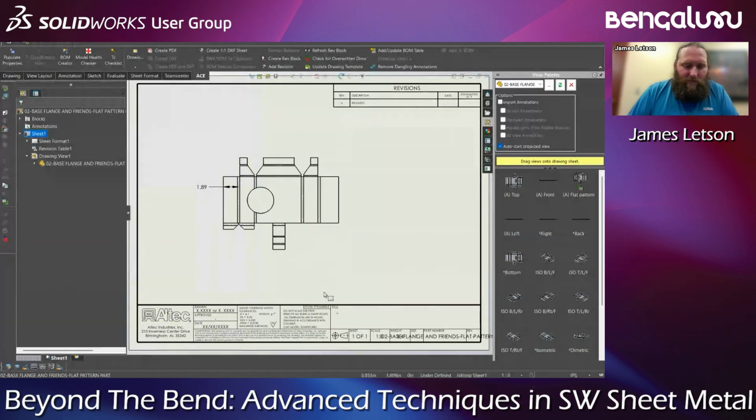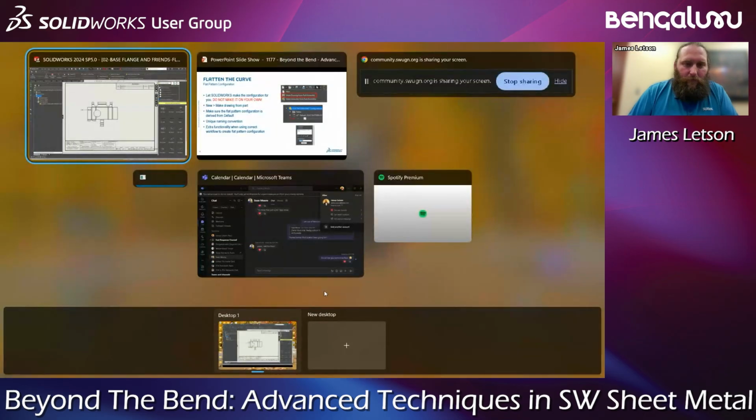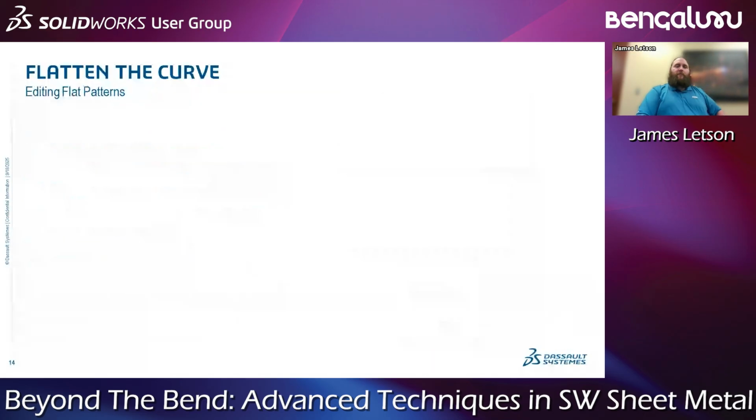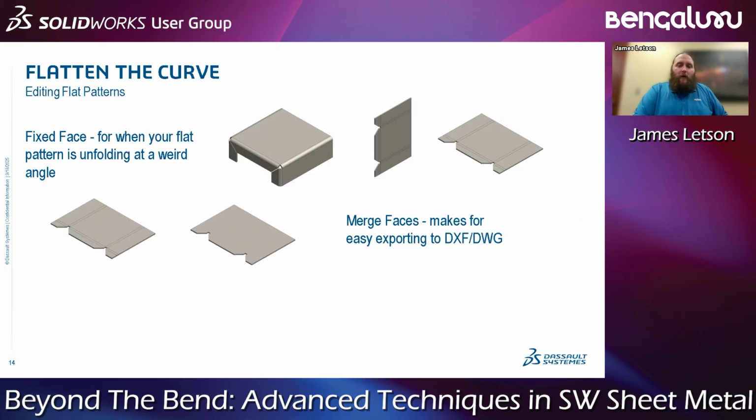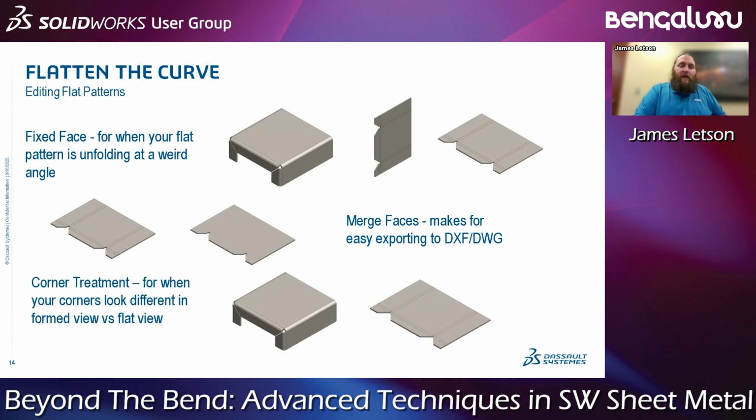Okay, so let's move on a little bit to the next portion of our flat pattern stuff: editing flat patterns. There are 3 main things here that I want to show you. The first is fixed face, which is a tool that you need to know where it is, for when your part does not unfold the way you think it should. Merge faces makes for easy exporting of DXF to DWG, so if you're exporting something to a fab shop. And the last one is corner treatment, for when your corners look different in the formed view than in the flat view.